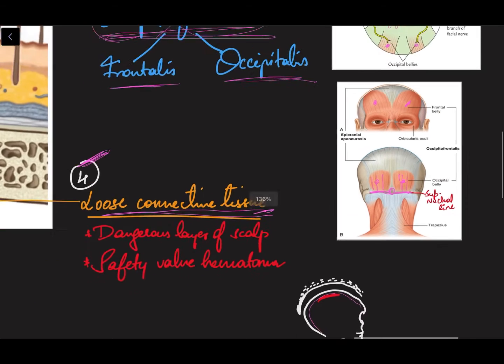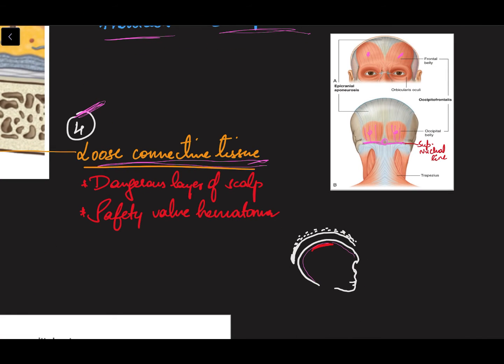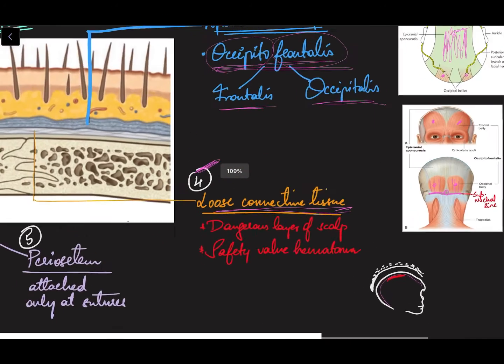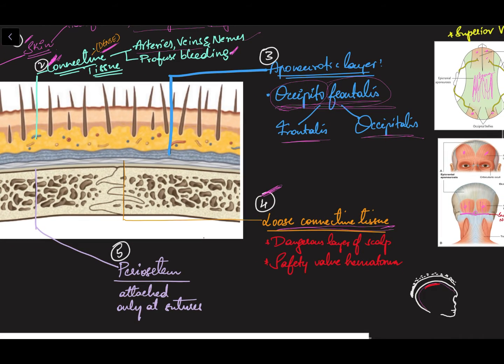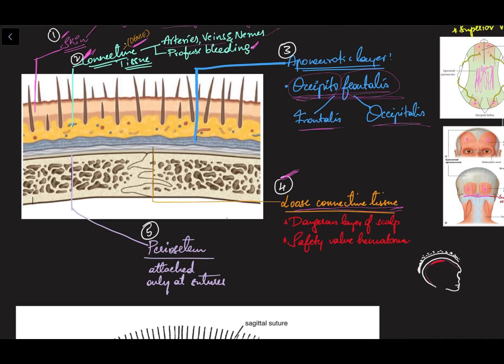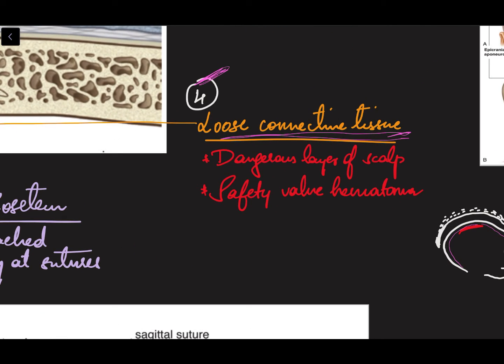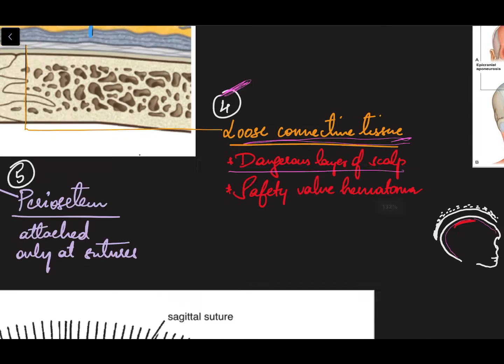Pretty simple. Now, a very important layer: the loose connective tissue layer, or the loose areolar connective tissue layer, right? Now what is its importance, why is it so important? A very clinically relevant point is that it is also called the dangerous layer of the scalp. Now why is it called the dangerous layer of the scalp?